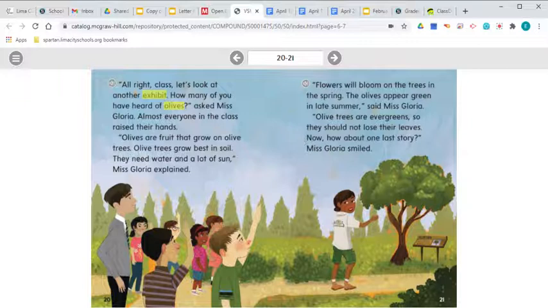"All right, class, let's look at another exhibit. How many of you have heard of olives?" asked Miss Gloria. Almost everyone in the class raised their hands. "Olives are fruit that grow on olive trees. Olive trees grow best in soil. They need water and a lot of sun," Miss Gloria explained. "Flowers will bloom on the trees in the spring. The olives appear green in late summer," said Miss Gloria. "Olive trees are evergreens, so they should not lose their leaves. Now, how about one last story?" Miss Gloria smiled.